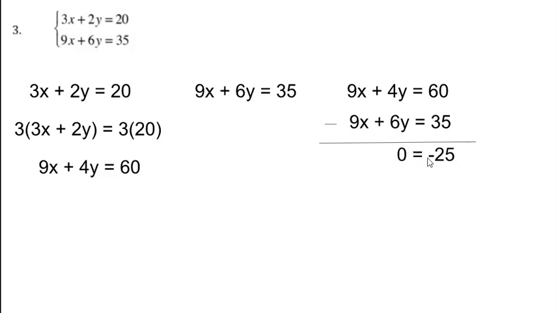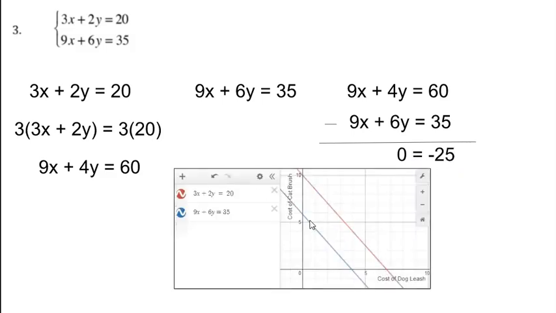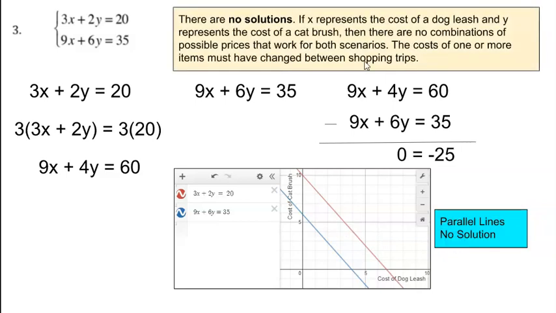Well, 0 can never equal negative 25. Those are two different values. When I graph the two equations, they create parallel lines. This means that there are no solutions. Parallel lines for systems of equations mean that those lines are never going to cross, so that system has no solutions. If x represents the cost of a dog leash and y represents the cost of a cat brush, then there are no combinations of possible prices that work for both scenarios. The cost of one or more of the items must have changed between shopping trips.